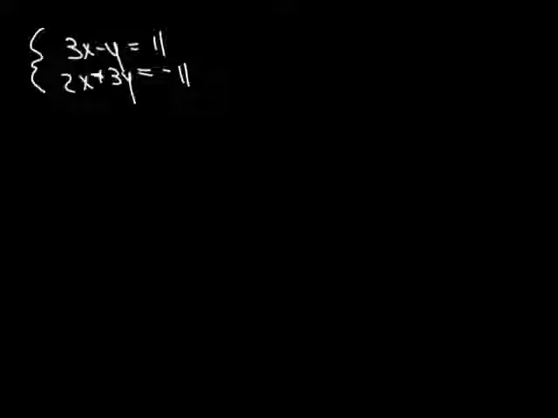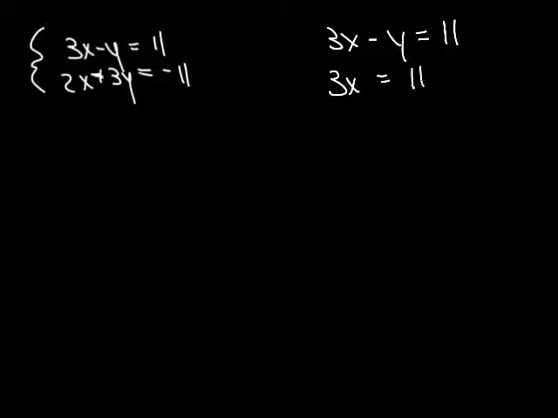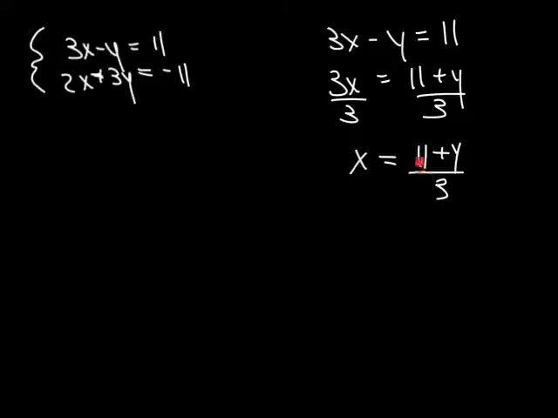Let's do the top one, and let's set it equal to x. We're going to take 3x minus y equals 11 and get x by itself. We're going to move the y over, and divide by 3. So x equals 11 plus y over 3. That does not look very pretty, because we would take this and put it in place of x in the bottom equation. Yuck. I don't like that at all.